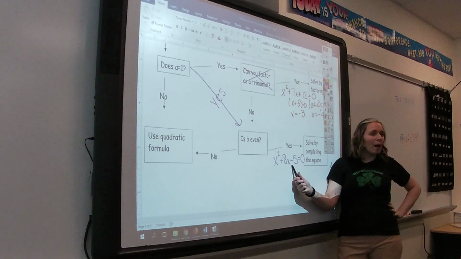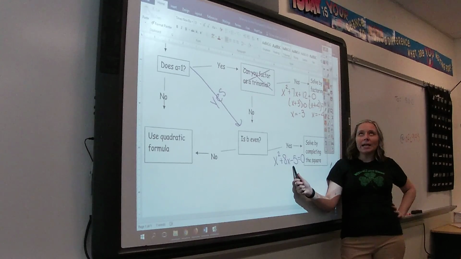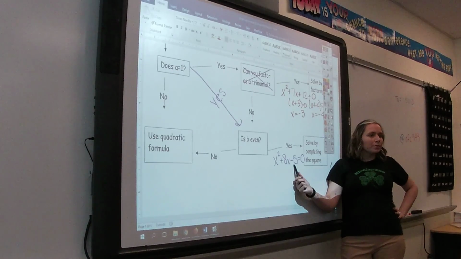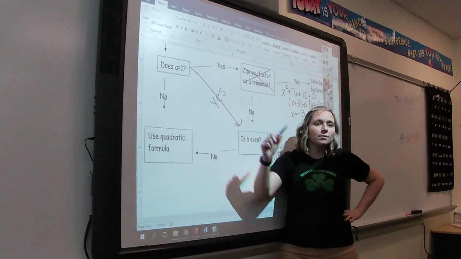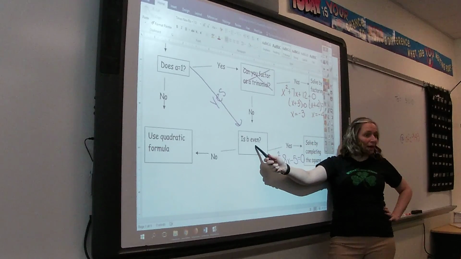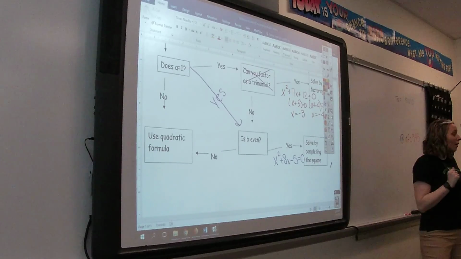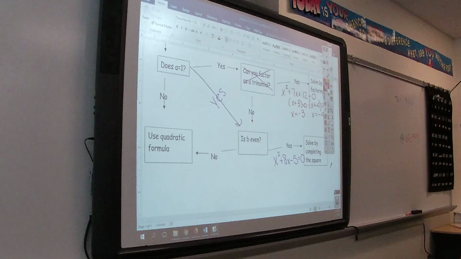Does this have an x to the first power? Yes. Okay, is it a binomial or a trinomial? Trinomial. Does a equal 1? Yes, but we can't factor it, or we're skipping that step altogether. Is b even? Yep. So then we could solve by completing the square. Yes? Wait, so when can't you solve by completing the square? Oh, you could solve other ones by completing the square. It's just more decimals or fractions or a longer process.